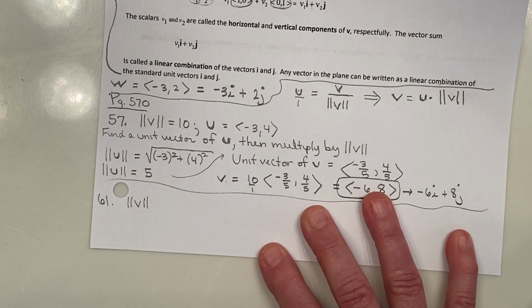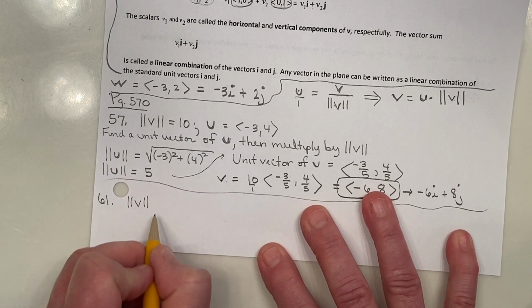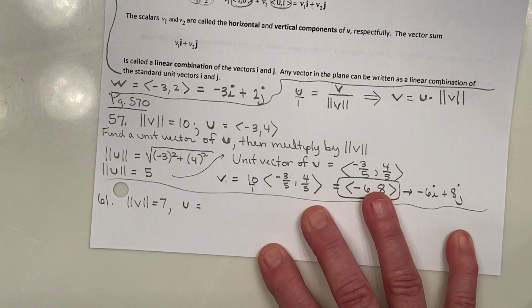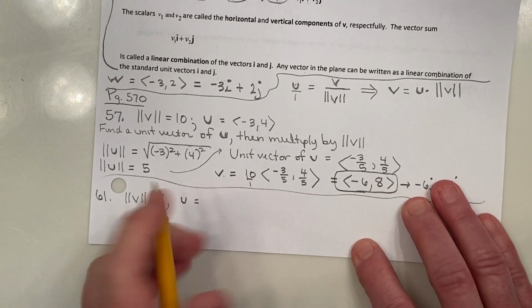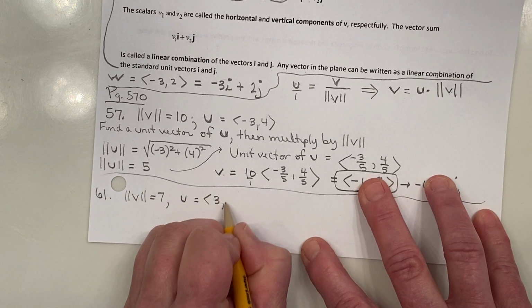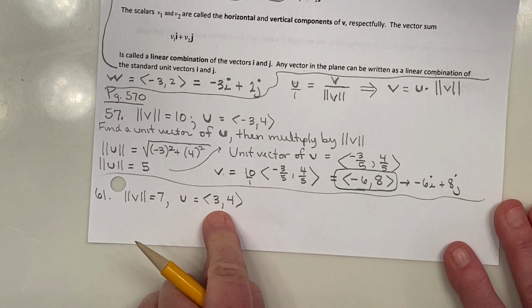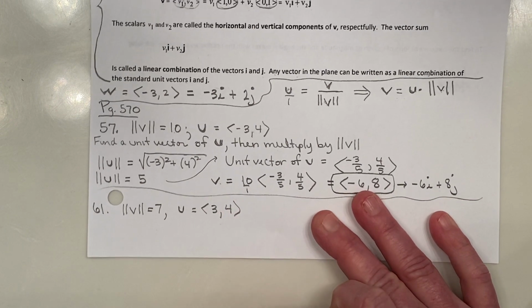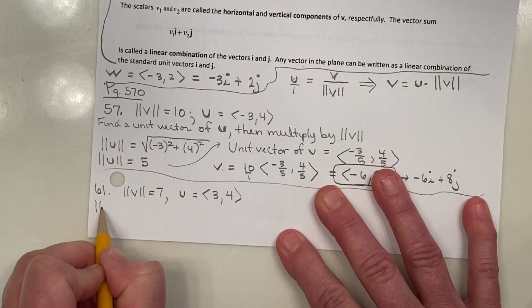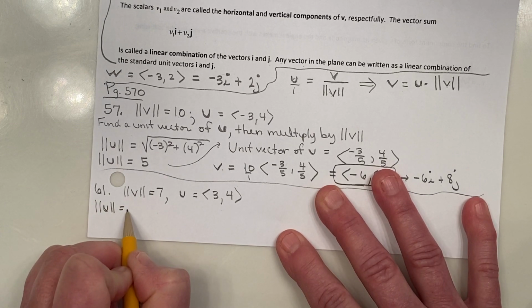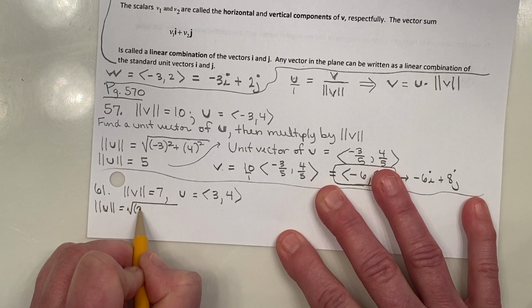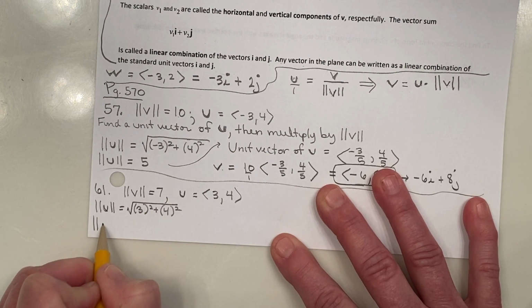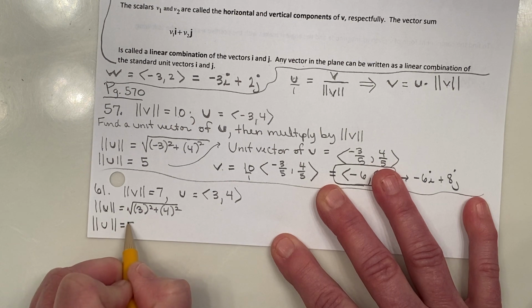The magnitude of vector v that we want its components for is 7. And vector u is 3i plus 4j, but that's as easy as saying 3, 4. So we know that this would not be a unit vector if you plotted it. So let's make this a unit vector. So let's find its magnitude. I believe that's going to be 5 as well. So the magnitude of vector u is 5.